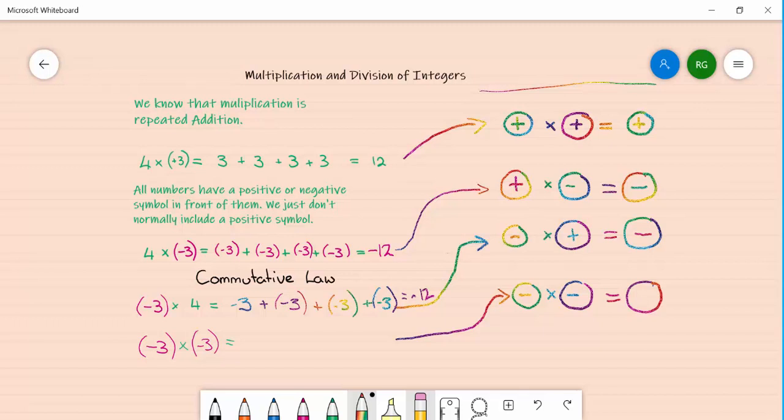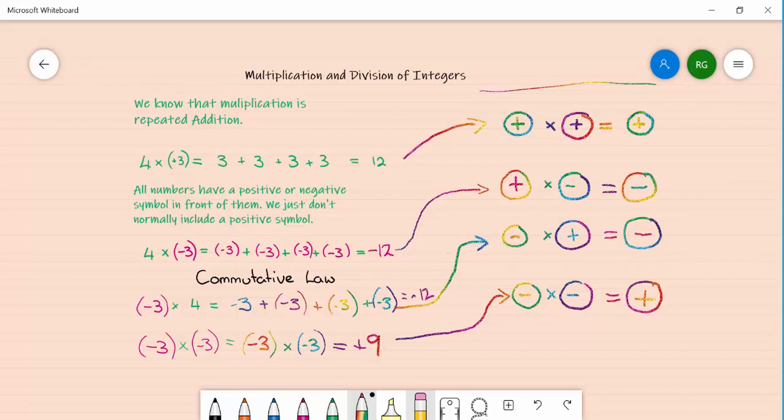Now here's where it gets tricky. This is one where it's harder to write it out. If you have negative 3 multiplied by negative 3, it is not easy to write out this scenario, because it takes a little bit of flipping your head around in the way that you think about it. If this was positive 3 multiplied by negative 3, we would get negative 9. But we've got another negative involved, which makes it positive 9.